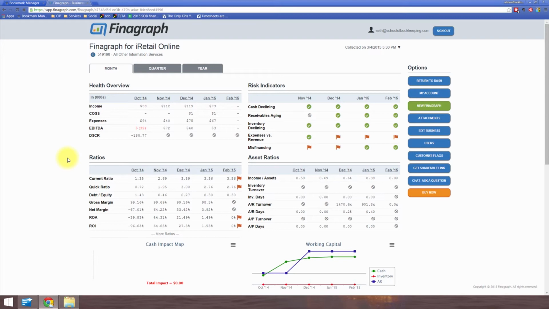But in the meantime, if you haven't already, I encourage you to please get yourself on a free trial of Finagraph, or better yet, just pay for it, because I think it's going to pay for itself many times over with the kind of information that you can use it to provide your clients.